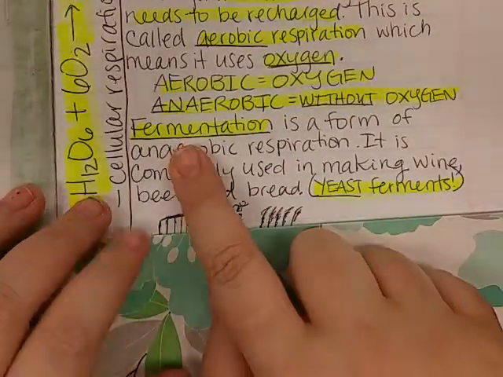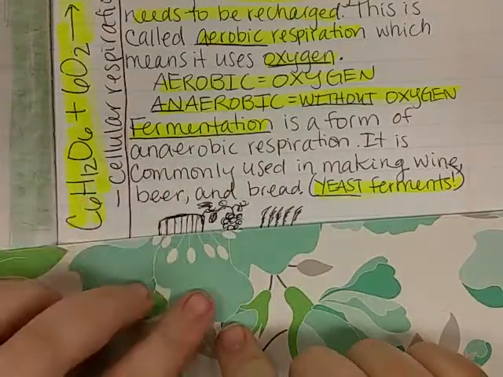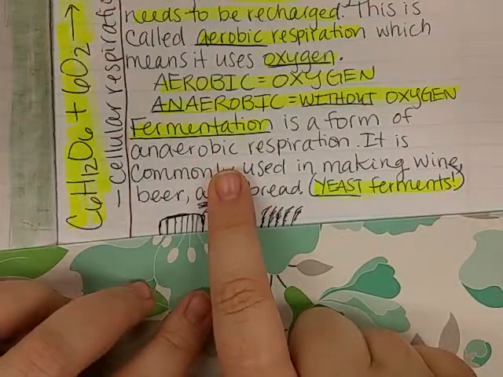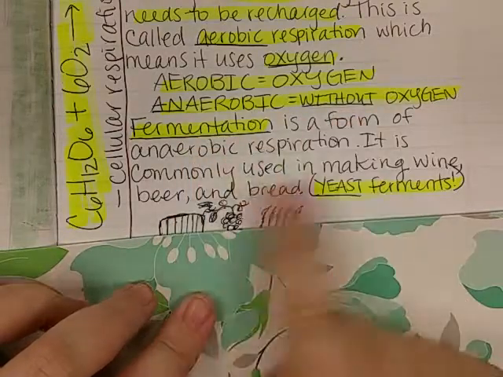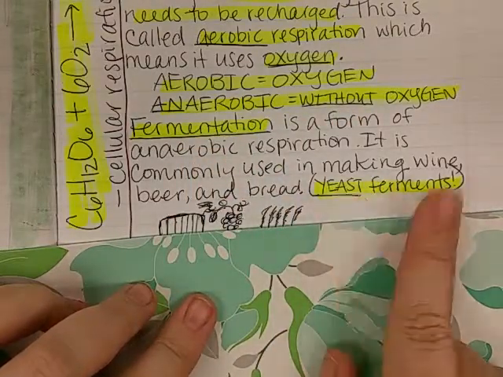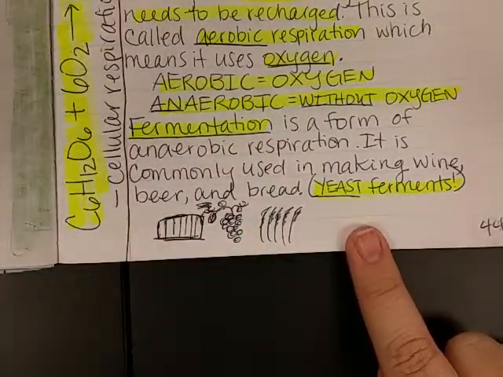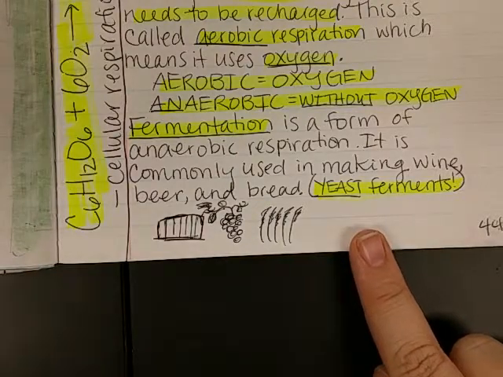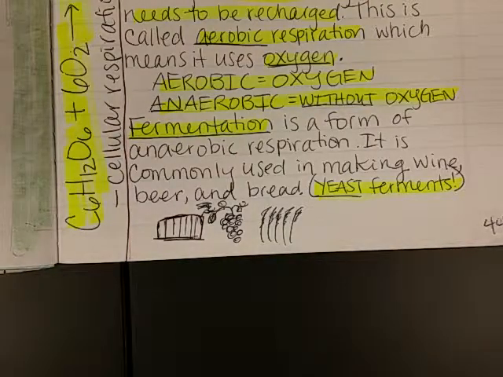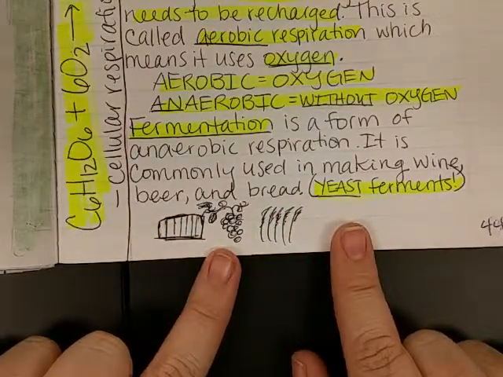All right. The last thing we're going to talk about is fermentation. So fermentation is a form of anaerobic respiration. Okay, that means it does not use oxygen. And it's commonly used to make wine, beer, and bread. Okay, so it's yeast ferments. Sugar will ferment, like fruit ferments. If you left strawberries in your refrigerator for a little bit too long, they're still edible, but if you bite into them, they'll kind of like make your tongue tingle, and that's because that's the alcohol that's being formed by the fermentation of the glucose.